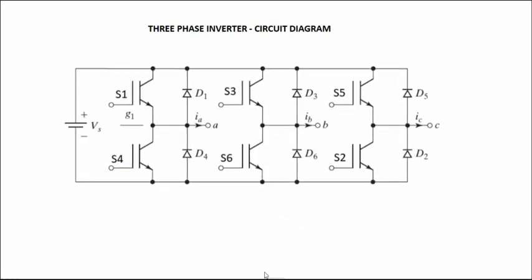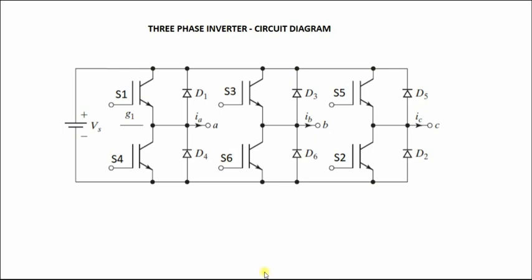Now let's see the operation of three-phase inverter. This is the schematic of the three-phase inverter. Here 6 switches are used and these switches can be grouped into two, that is upper group and bottom group. In the upper group, the switches are named as S1, S3 and S5, and in the bottom group, switches are named as S4, S6 and S2.